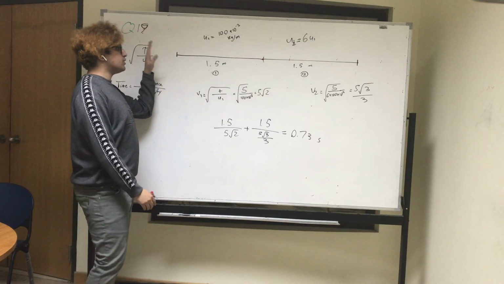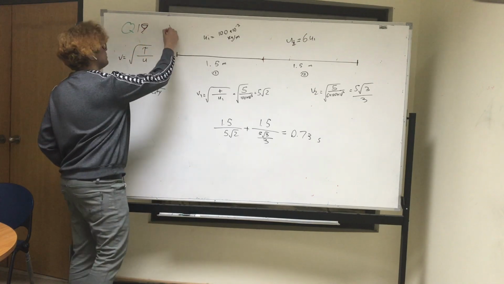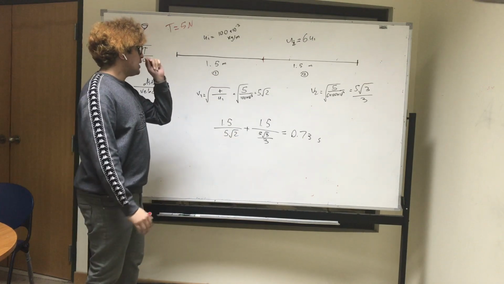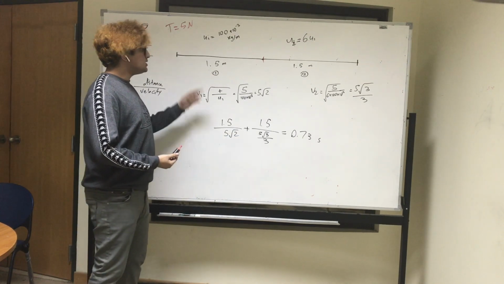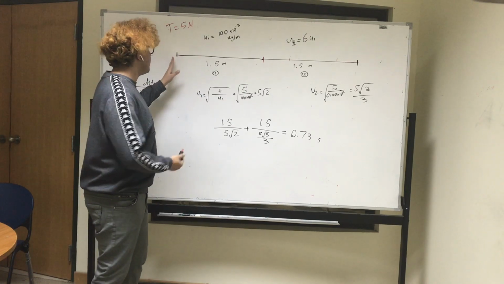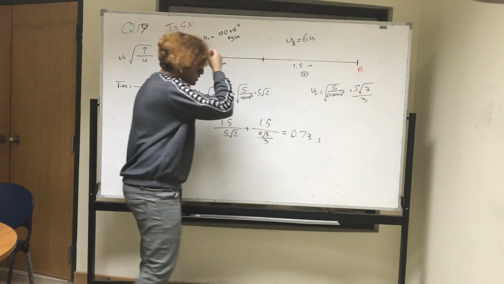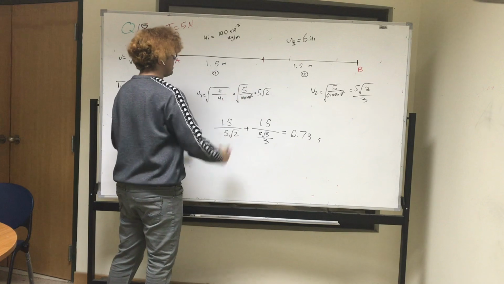And we send some sort of transverse wave through this string, and we know that the tension is 5 newtons. It's constant throughout the whole string. And we're asked how much time it takes for the wave to travel from point A to point B. So we need to divide the problem into two separate parts.